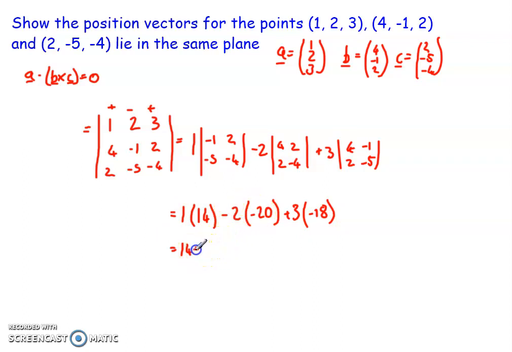So what that then gives me is 1 times 14, well, 14. Negative 2 times negative 20 is plus 40. I've then got 3 times negative 18, which is going to give me minus 54. 14 plus 40 is 54. Take away 54. Funnily enough, our answer is 0. So our triple scalar product A dot bracket B cross C is equal to 0. What that means is they all lie in the same plane.